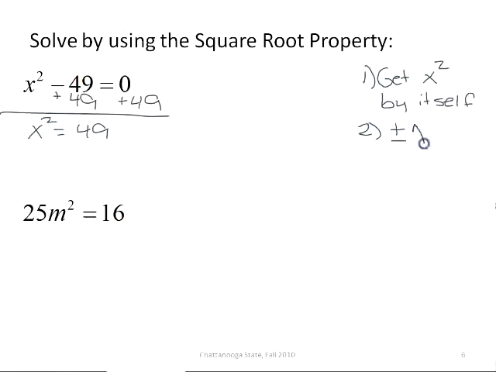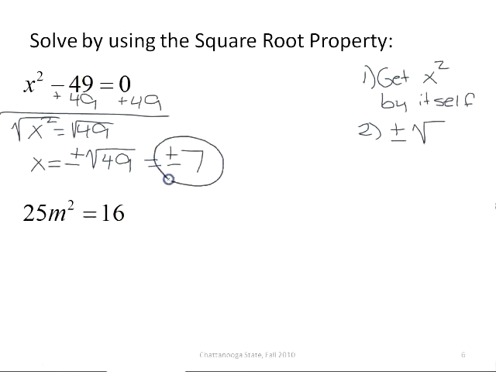Then we're going to take the positive and the negative square root, and we're going to do that on both sides of our equation. So I'm going to take the square root on each side. That would give me x equals the positive or negative square root of 49. But what is the square root of 49? 7. So I get an answer of positive 7 and negative 7. This is the same solution that I got using factoring.